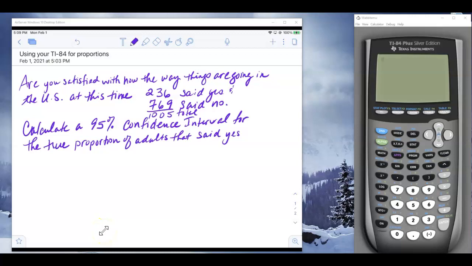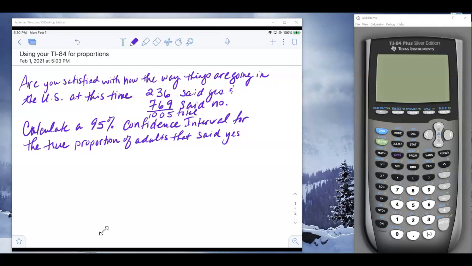All right, so this is just a quick video on how to use your TI-84 for finding a confidence interval for proportions. I just picked a problem out of the book that was basically about asking some adults if they're satisfied with the way things are going in the US at this time. 236 said yes, 769 said no. Grand total for all of those means there's 1,005 people who were surveyed, and they want me to calculate a 95% confidence interval for the true proportion of adults that said yes.